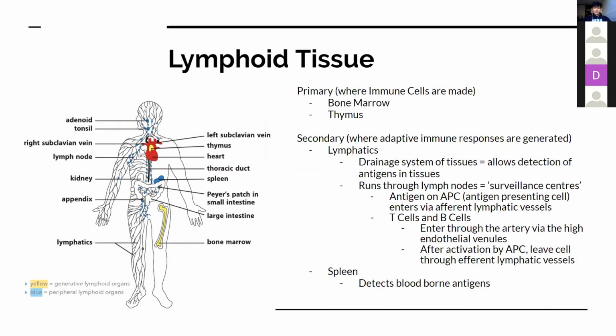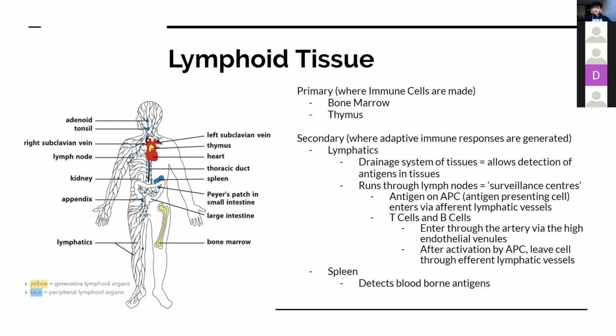All right, a little bit about lymphoid tissue. So you've got your primary and secondary lymphoid organs. Primary are where your immune cells are made, like the bone marrow and the thymus, and secondary lymphoid organs are such as your lymph nodes and your spleen. The lymphatics are basically system drainage and allow for detection of antigens in tissues. The lymphatic system runs through lymph nodes, which can be considered surveillance centers. The antigens on antigen presenting cells, which we'll get more into later, enter the lymph node via afferent lymphatic vessels. For those of you who get confused between afferent and efferent, the way I remember it is afferent as in affect, so before, and efferent as in effect, so after.